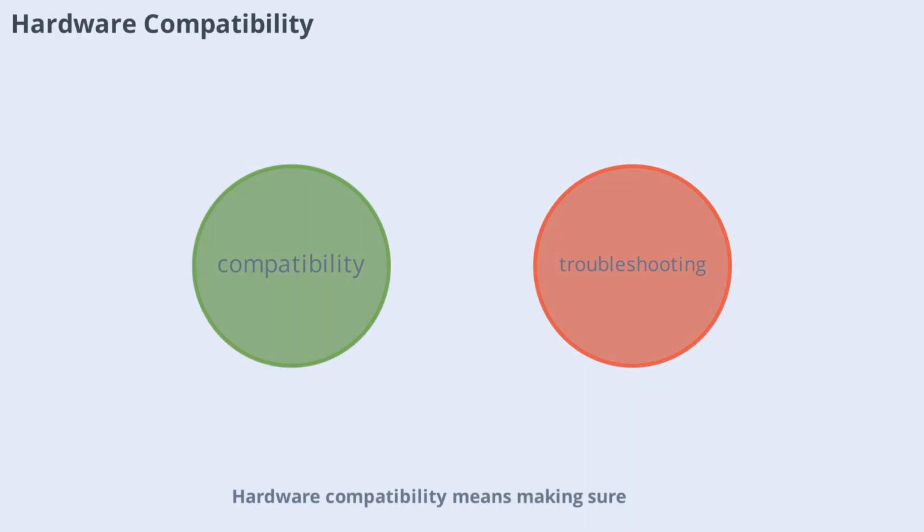Hardware compatibility means making sure all your computer's parts work together. Not all components are compatible with every system. For example, certain CPUs only fit specific motherboards, and RAM types must match the motherboard's requirements. Checking compatibility before upgrading or building a computer is crucial. Next, let's look at the basics of hardware troubleshooting.